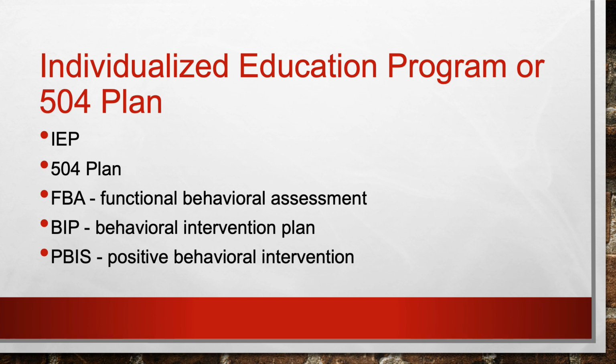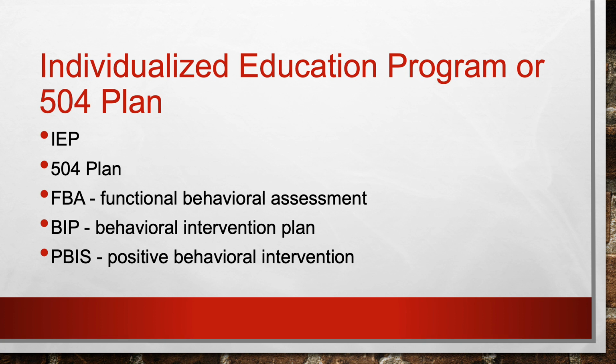A 504 plan is also a map or a plan, but it details specifically how a child will be learning within the school and does not equate to a diagnosis or even formal special education services. The name of the document arises from Section 504 of the Rehabilitation Act of 1973, which prohibits discrimination against people with disabilities who are in need of accommodations.